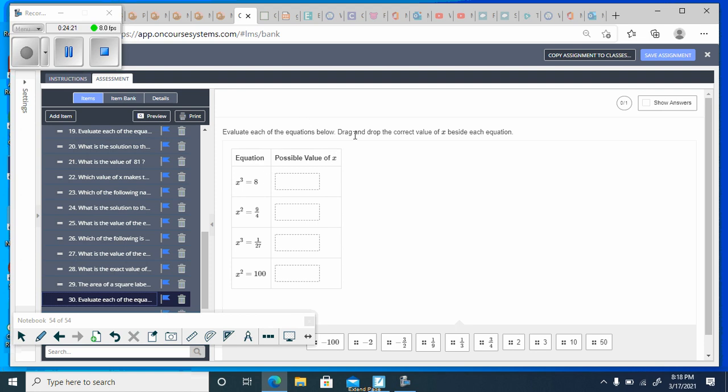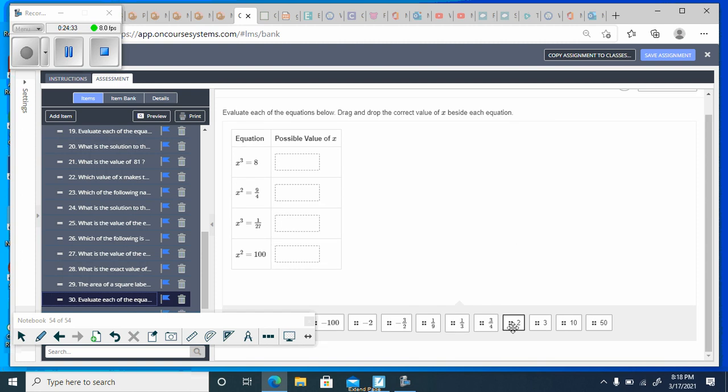Evaluate each of the equations below. Drag and drop the correct value of x beside each equation. X cubed is equal to 8, okay? The value of x would be 2. X squared is 9/4. So you're talking about the square root of 9 over 4, which is the square root of 9 over the square root of 4. It's 3 over 2.